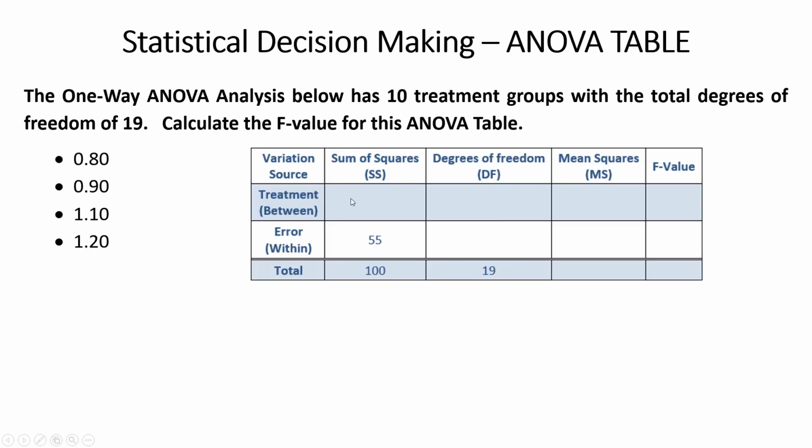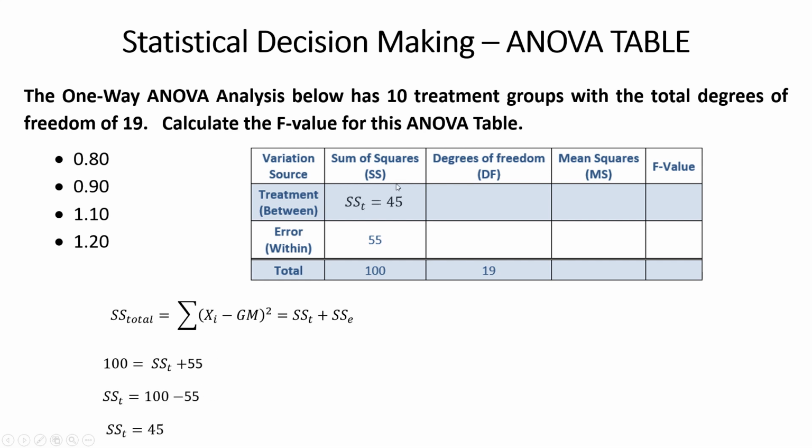Okay, so first things first is the treatment sum of squares. So we need to calculate the sum of squares of the treatment, and we can do that using this equation here. So the total sum of squares is equal to the sum of squares of the treatment plus the sum of squares of the error. We know that the total sum of squares is equal to 100, that's right here, and that's also equal to the sum of squares of the treatment plus 55, which is the sum of squares of the error. And that translates to 45. We know the sum of squares of treatment is equal to 45. 45 plus 55 equals 100.